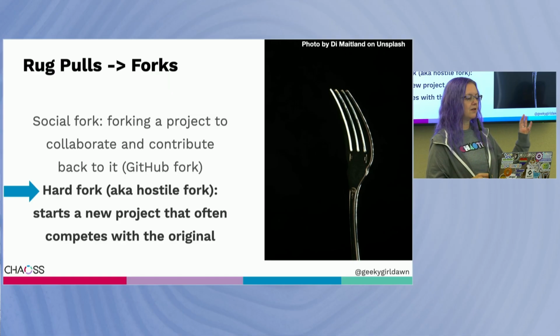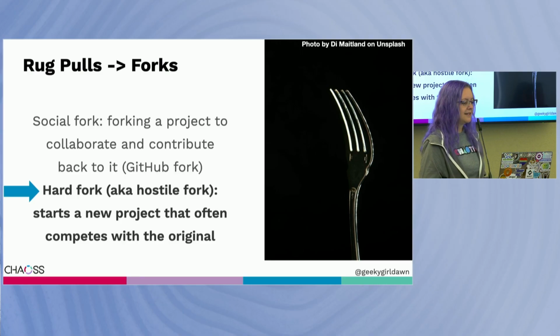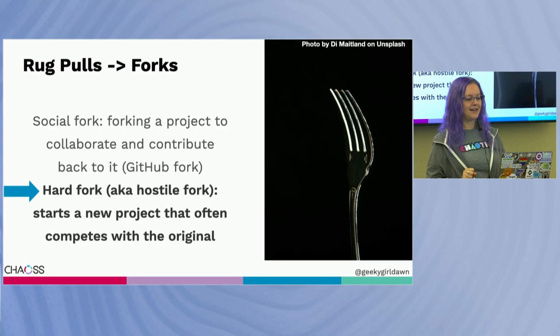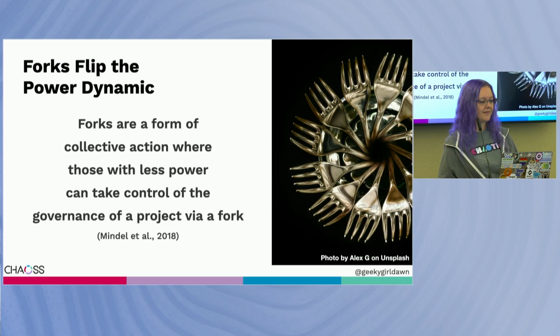So I'm focused on hard forks. So throughout this presentation, I'm not talking about clicking that fork button on GitHub. So all references are going to be to hard forks, except near the end where I have one slide about GitHub stars and forks. So just keep that in mind as we work our way through the presentation.